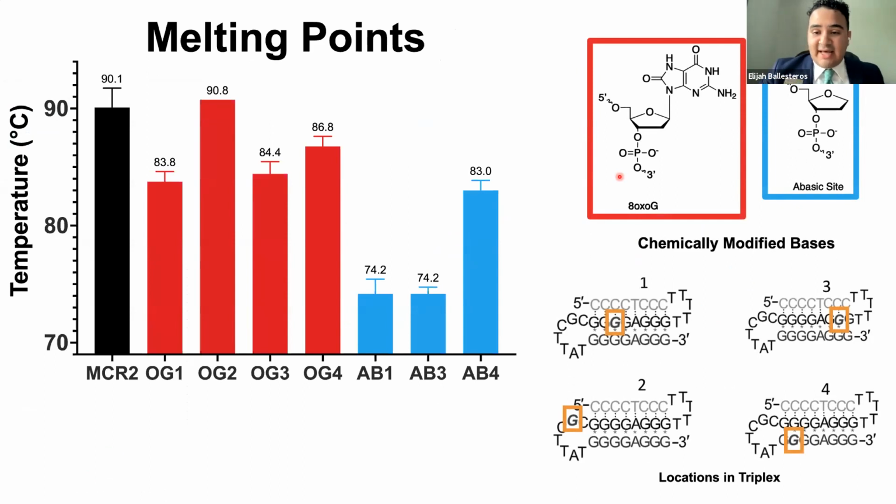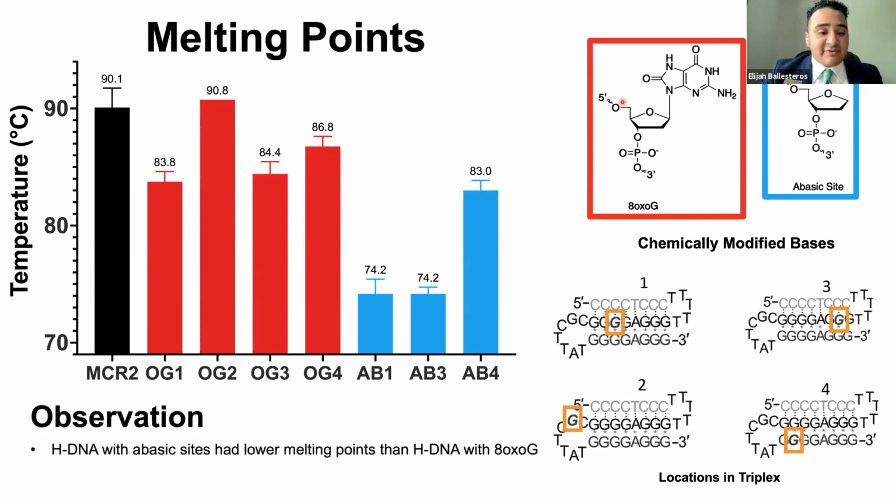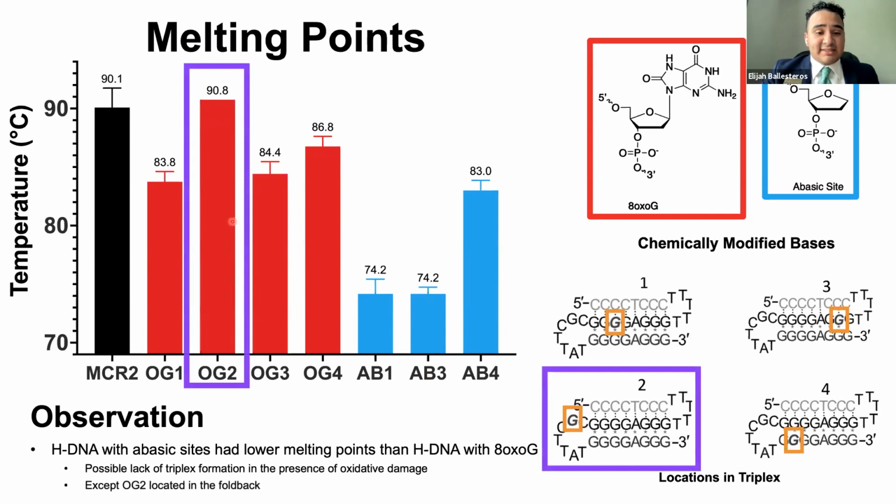It is accepted in the literature that a temperature difference of 2 degrees or more when compared to the control is significant in terms of stability for the oligonucleotide. So the main observation from this is that the melting points of the abasic sites were much lower than the HDNA with the 8-oxoguanine. And this could possibly mean a lack of triplex formation in the presence of oxidative damage. The only exception to this was actually this second location with the 8-oxoguanine in the foldback.